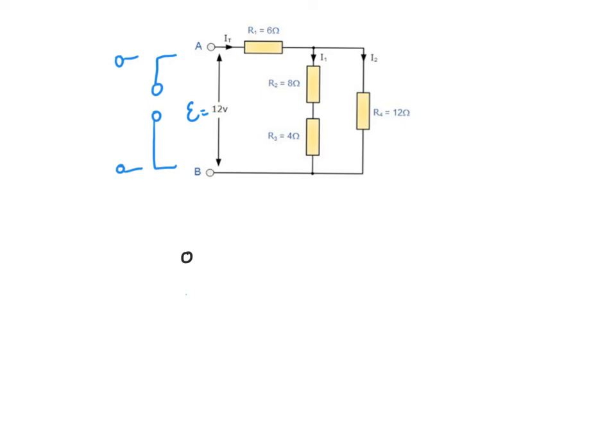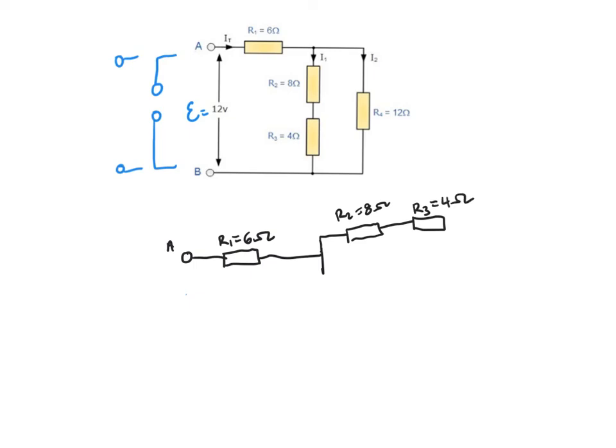So it will be terminal A here connected to R1, which is 6 ohms, which is then connected to a parallel combination of R2, that's 8 ohms, and R3, that's 4 ohms, and then that's parallel connected to R4, which is 12 ohms, and that's connected to the other end of the power supply, B.